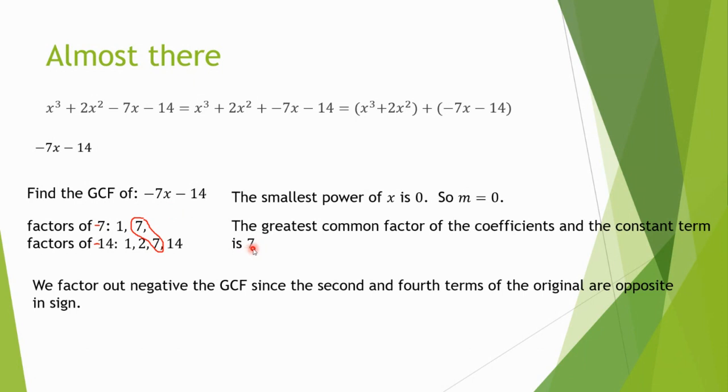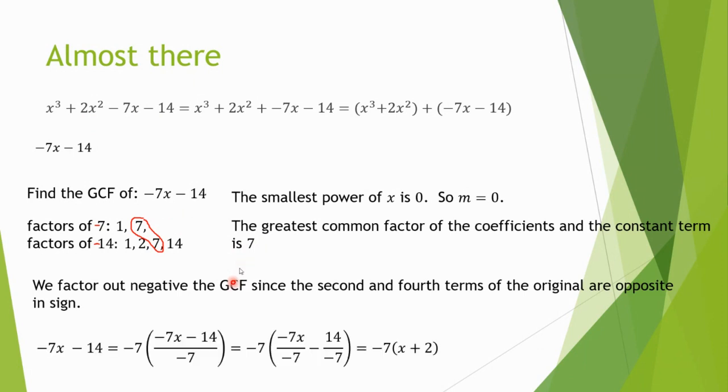But remember, like I said before, from the second group you have a choice of factoring out a positive or a negative number. Since the second and fourth term have opposite signs, you want to factor out negative the GCF. So in this case, we're not going to factor out 7. We factor out negative 7. By factoring out a negative, we're going to be able to get a common factor in the parentheses. You'll see on the next slide.